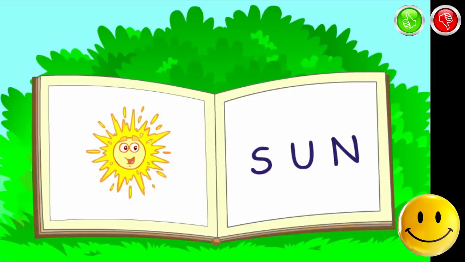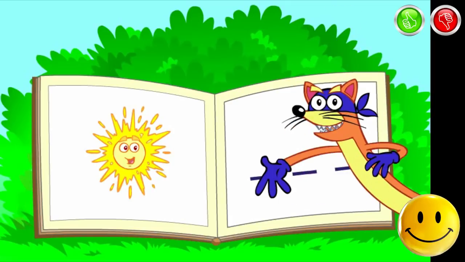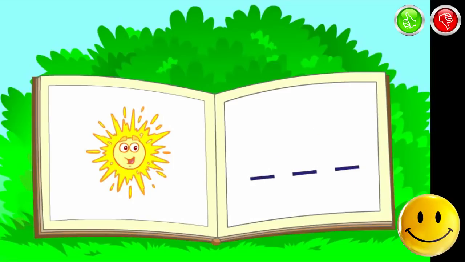Want to spell a word with me? Great! S-U-N. That spells sun. You'll never find it now. Oh, no! Now we don't have a word for our picture.